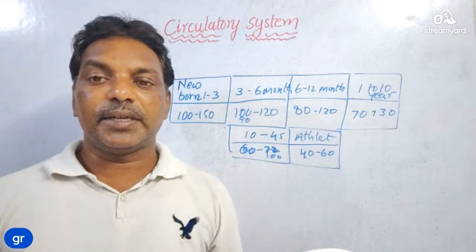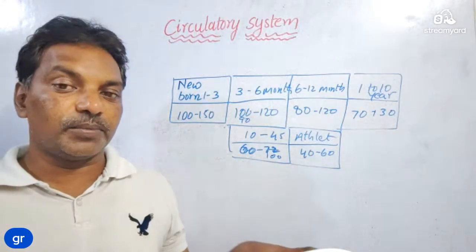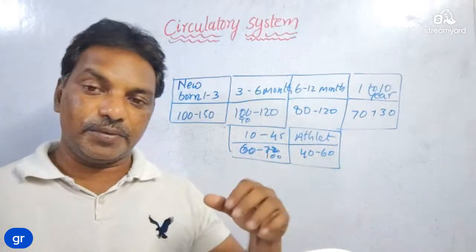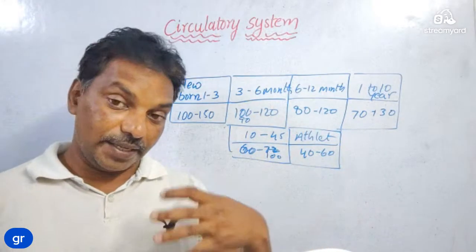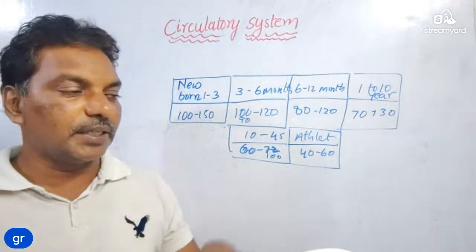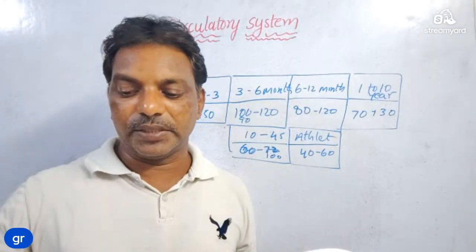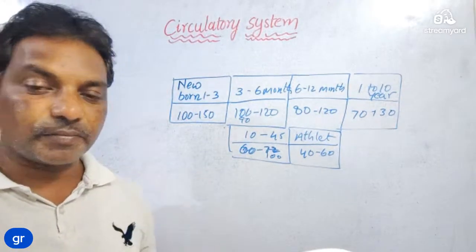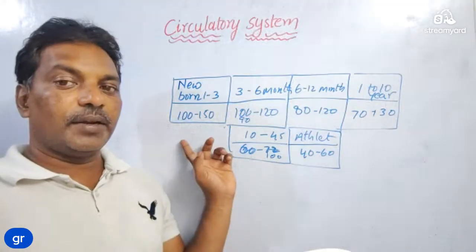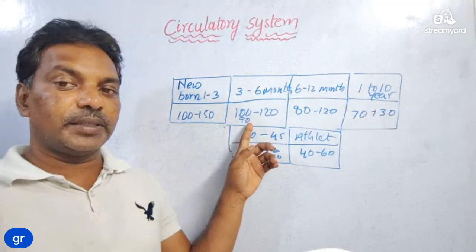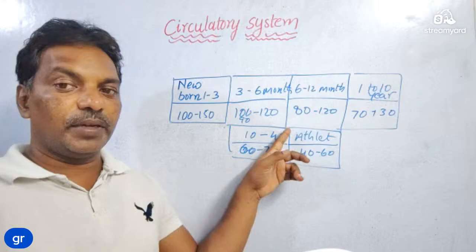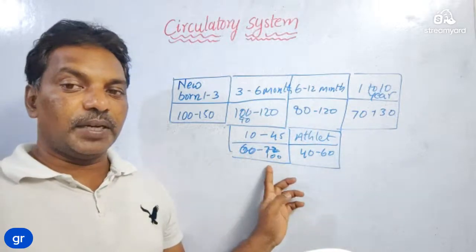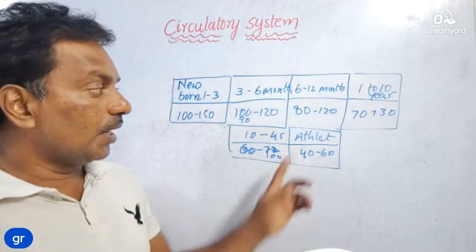So this is the complete pulse rates of different age groups. These are not exactly the same for all, because according to their body fitness and their blood percentage in their group, these are going to change. So these are all approximate, okay? 100 to 150, 90 to 120, 80 to 120, 70 to 130, 60 to 100, 40 to 60. Like this age groups are there.